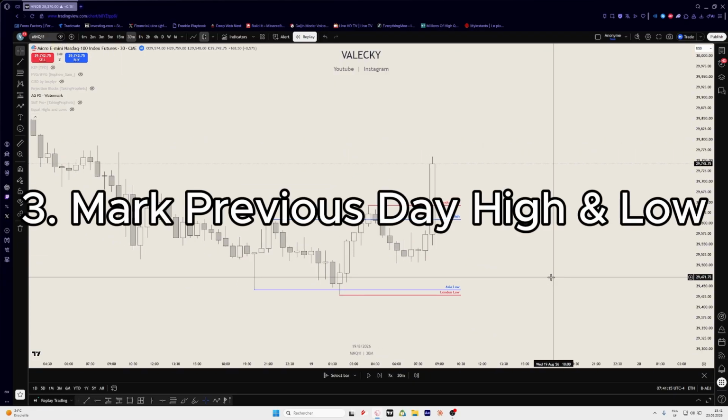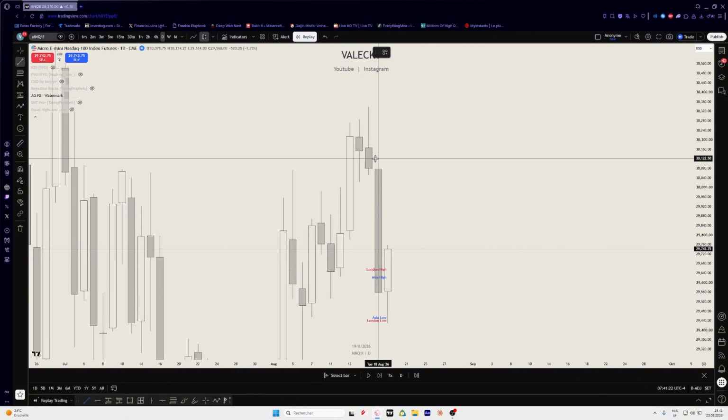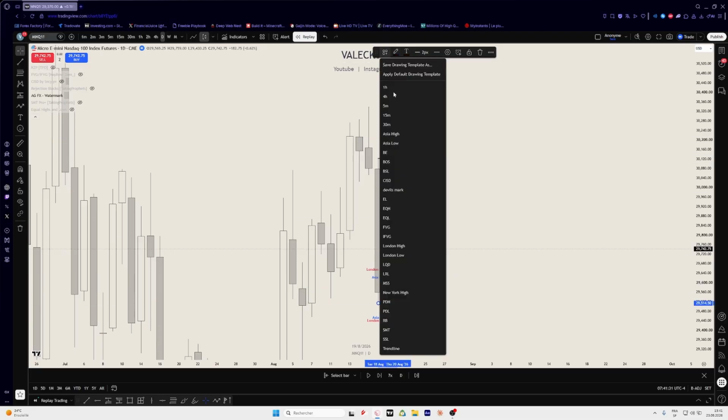Alright, number 3 is marking previous daily high and low. For this, you can head to the daily time frame and just mark out the high and the low. Here we got previous day high, and there we got previous day low.